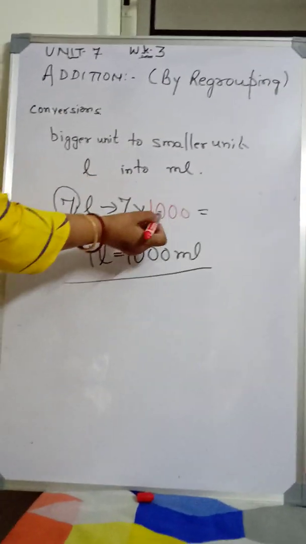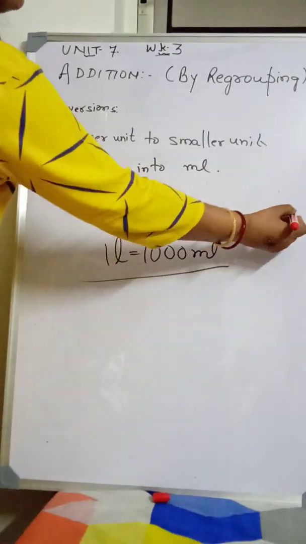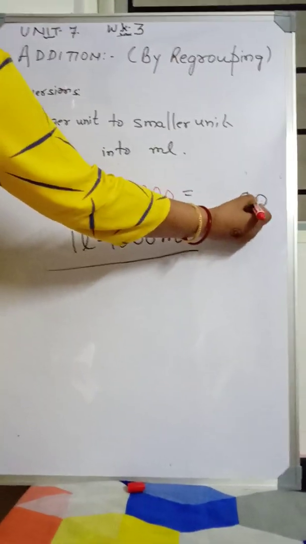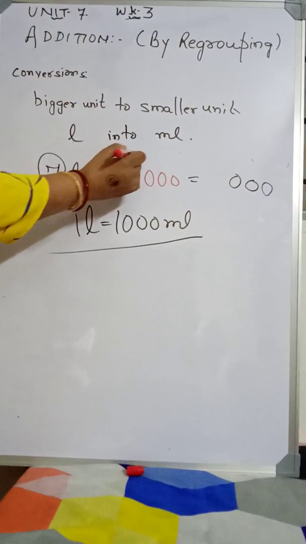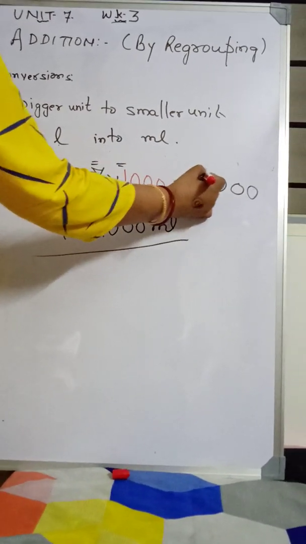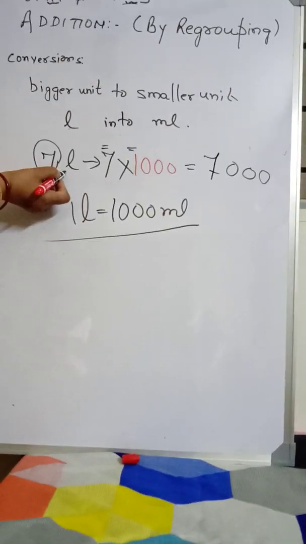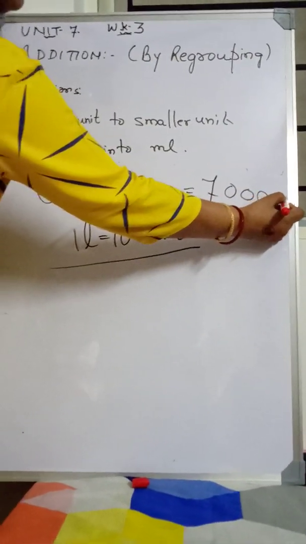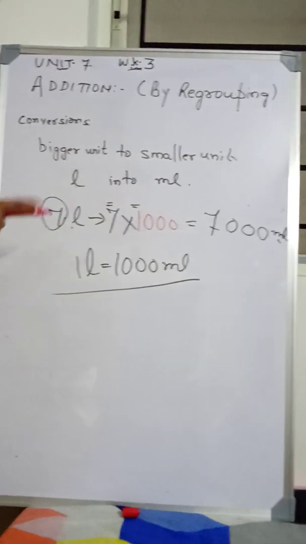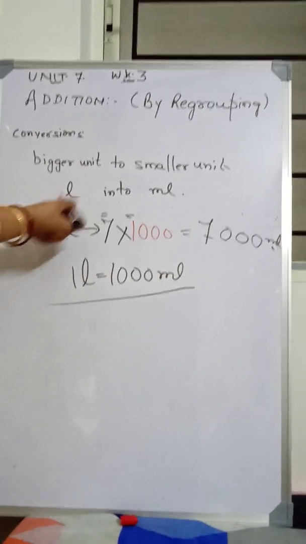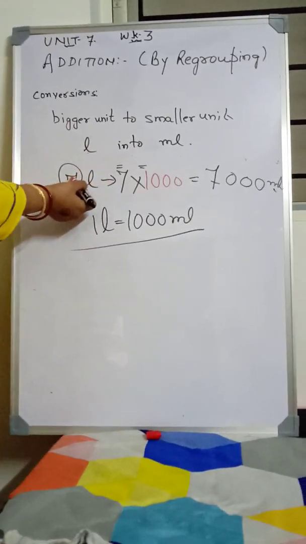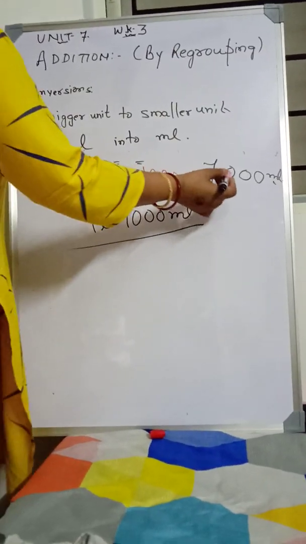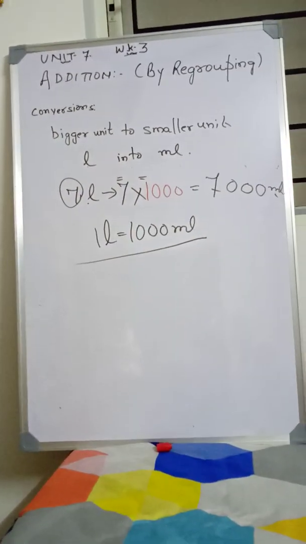Correct? Now applying the properties of multiplication, 1000 is having 3 zeros. So we put the 3 zeros from right to left in the product. Now we will multiply the number 7 and number 1. So 7 times 1 is 7 and this unit liter will be converted into milliliter. Right, children? So similarly, from liter to milliliter, we will have to multiply the number of liter by 1000 and then we get the liter into milliliter.